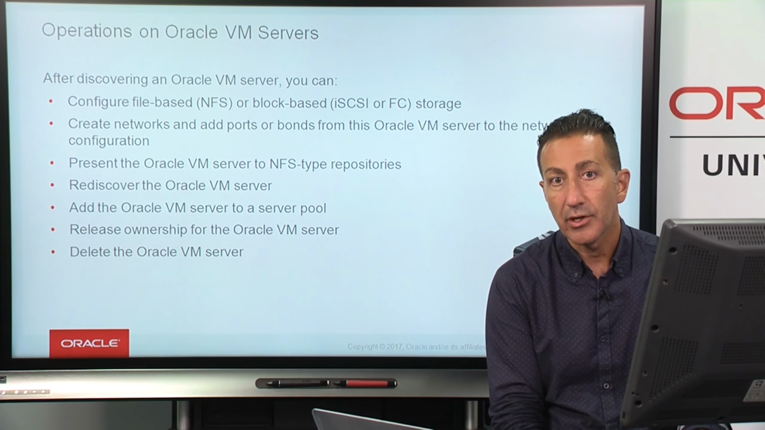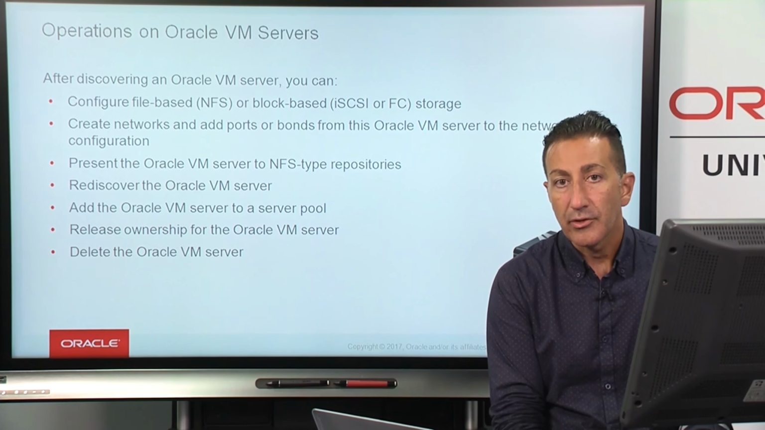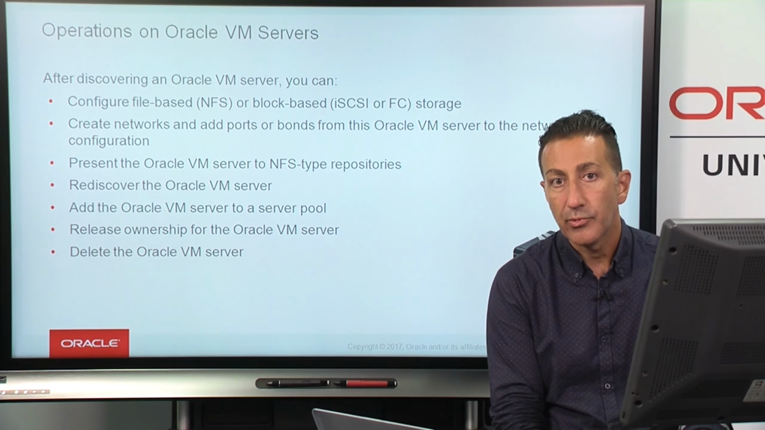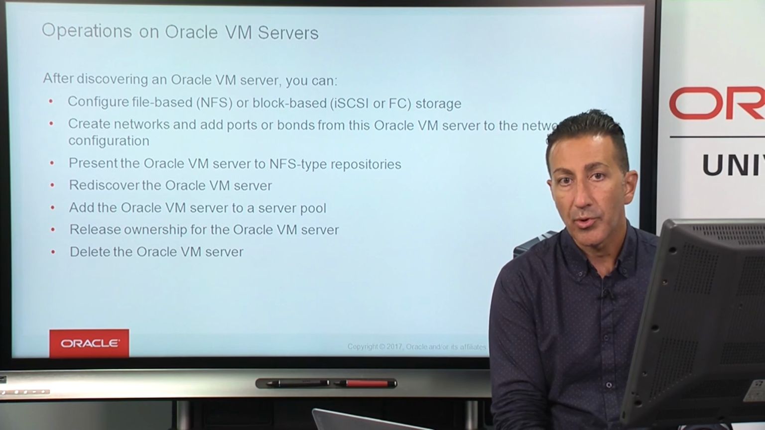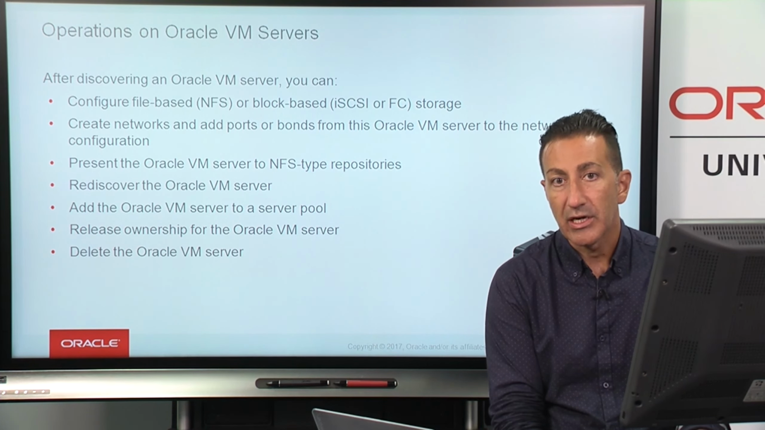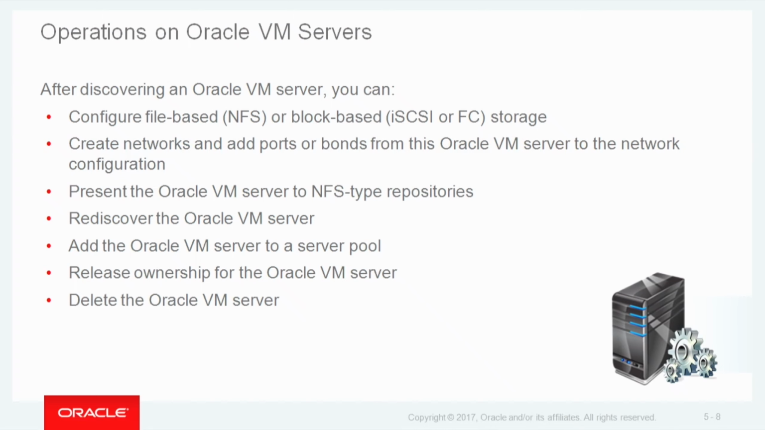After you discover the Oracle VM server, it should appear as an unassigned server. Sorry, as an unassigned server in any of the server pools that exist. So you can configure file-based NFS or block-based iSCSI and fiber channel storage. You could create additional networks and add ports or bonds from this Oracle VM server to the network configuration. Also, you could present the Oracle VM server to NFS type repositories. You could rediscover the Oracle VM server.